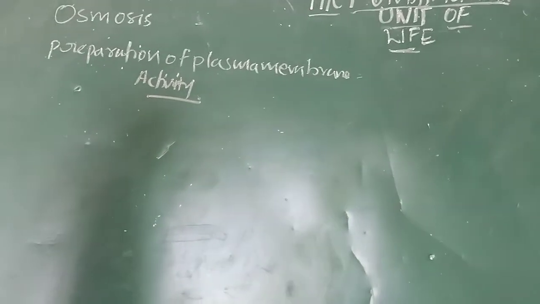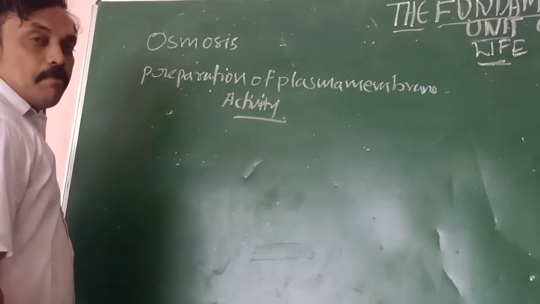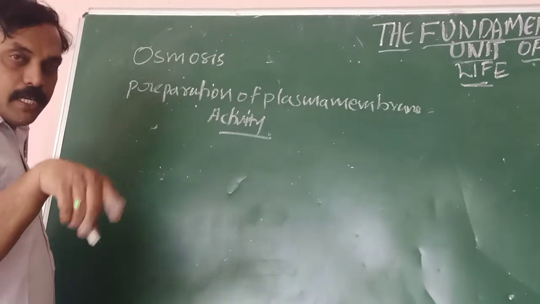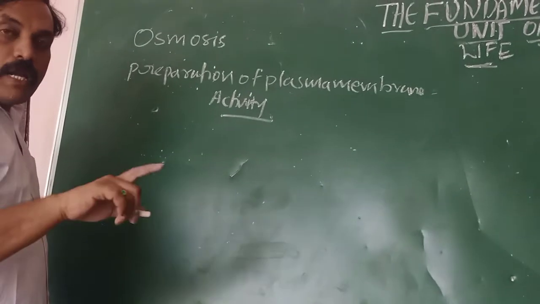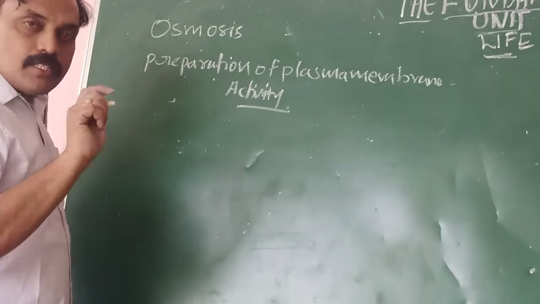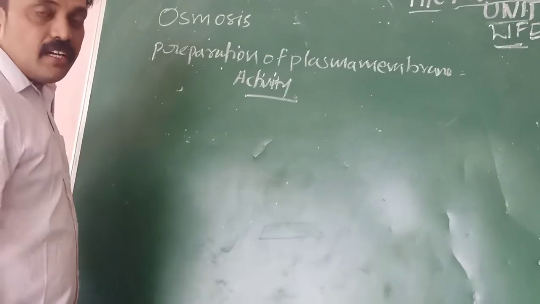Okay, now we are going to discuss the preparation of plasma membrane. How will we prepare the plasma membrane? Plasma membrane is the outer covering layer of the cell. We cannot see it with our naked eye.